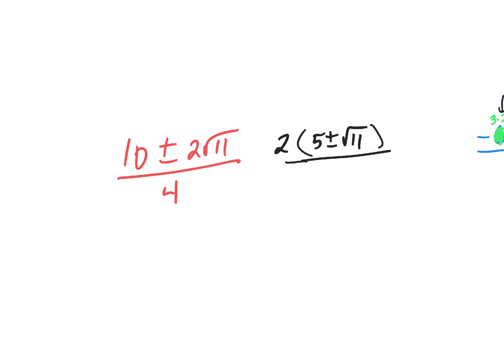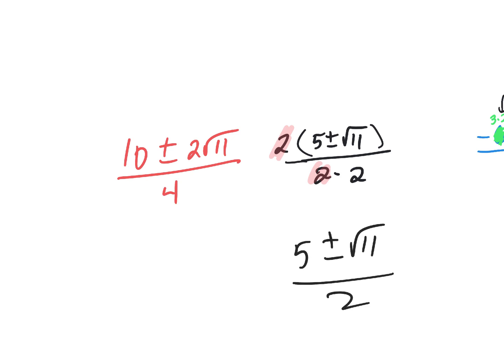I bet you didn't leave it alone. Well, it can be made into 2 times 2. Why is that smart? And the 2's can cancel. That cancels that. Final answer: 5 plus or minus the square root of 11 all over 2.